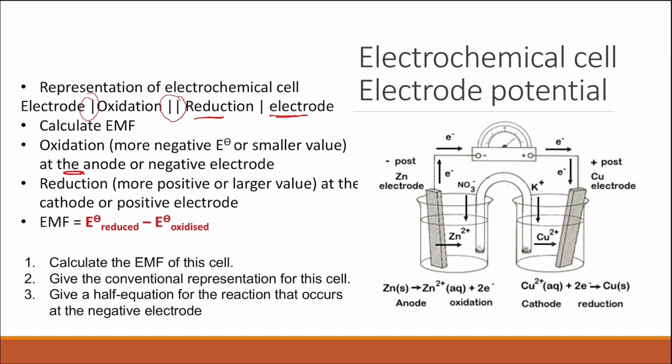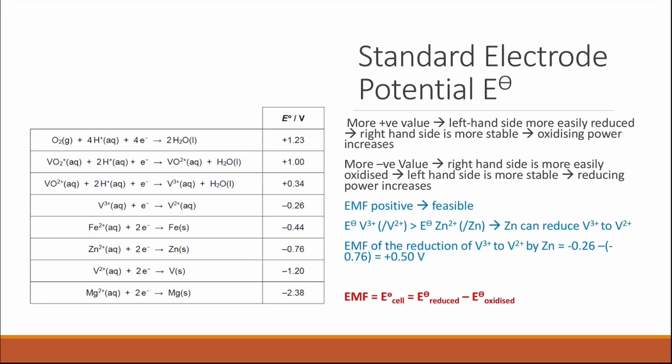The EMF we calculated as the electrode potential for the reduced reaction minus the electrode potential. Sometimes as well, they give you an electrochemical series like this one with different values for the standard electrode potential. For me, I would think that this year they're not going to give you this electrochemical series because it was a question last year in the exam.